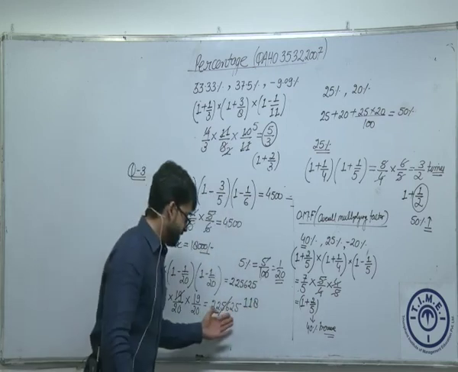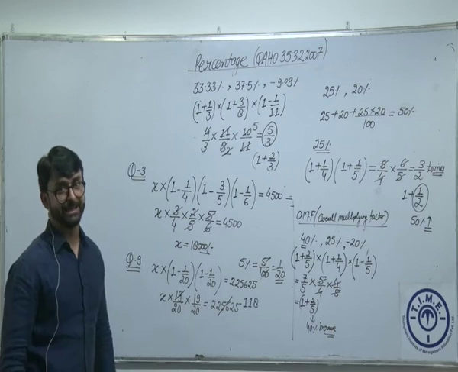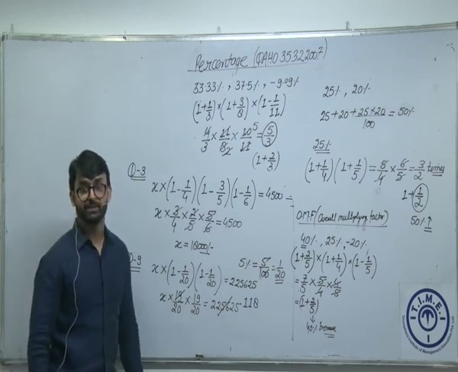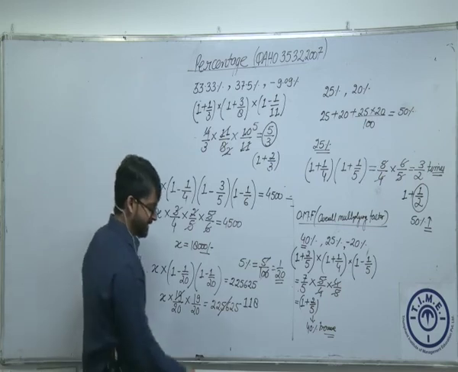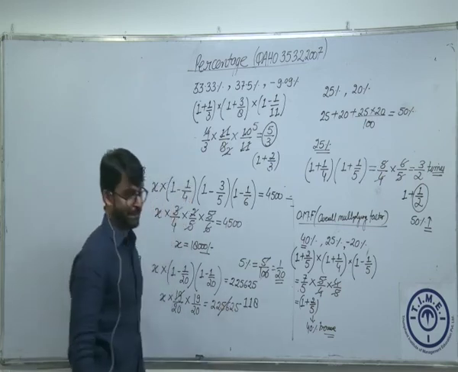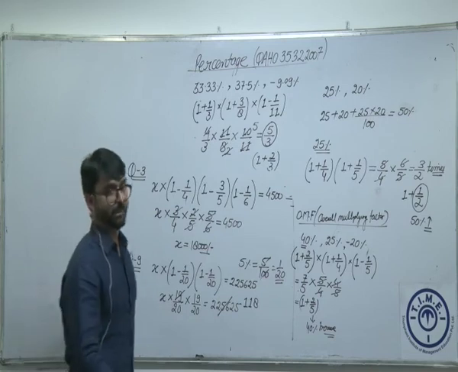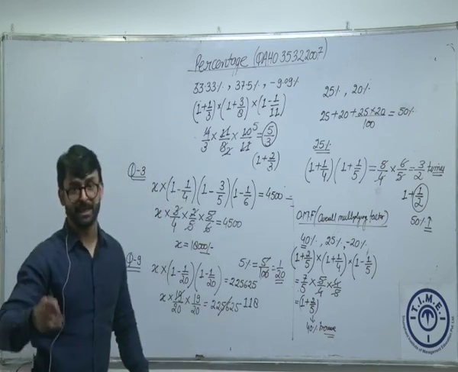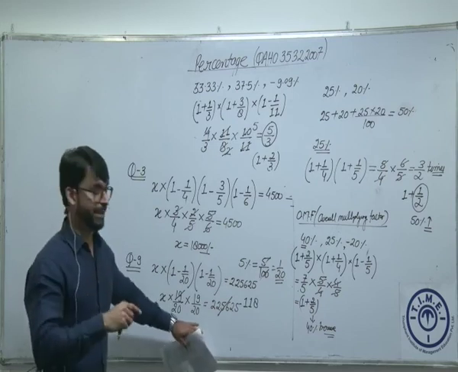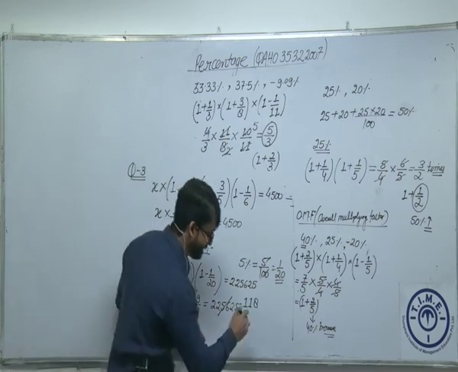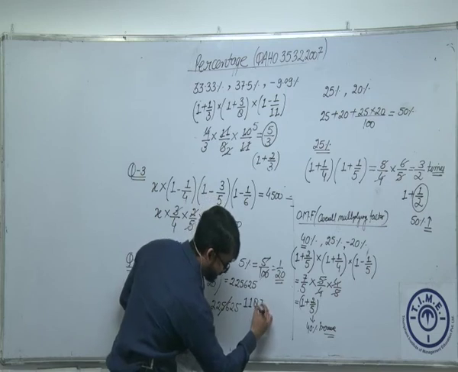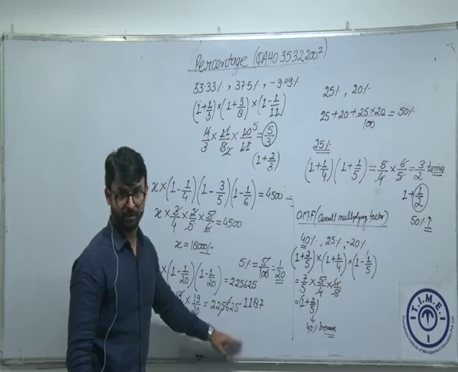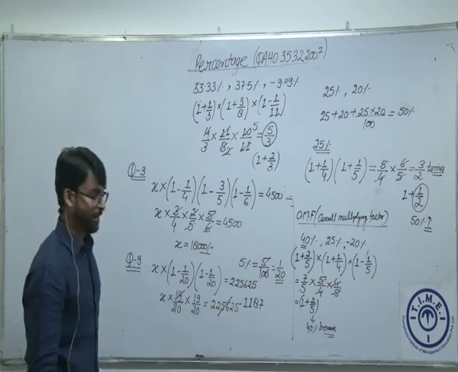Now we'll take 142. 19 into 7 is what? 133. And this was 142. कितना बचेगा मेरे पास? 142 minus 133 is 9. Am I right? कितना बचा मेरे पास? 5. Is that okay?